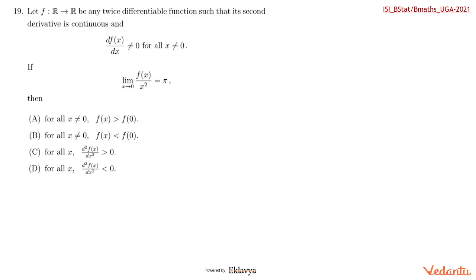Now question number 19. Let f: R to R be any differentiable function such that its second derivative is continuous. इसमें second derivative continuous है, and d by dx of f(x) is not equal to 0 for all x not equal to 0. So derivative f'(x) 0 नहीं है, for non-zero x f' is non-zero. For the limit of f(x) by x square is pi, when x tends to 0, then we have few options. We have to check the options.